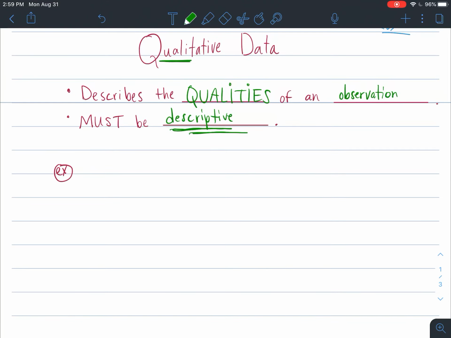So qualitative data, those could be things like, for example, if I were to draw myself a little ice cream cone here, this ice cream cone could be described using flavor, for example. So flavor would be a descriptive type of way that I could talk about my ice cream cone. And so that would be a qualitative type of observation, is the flavor of ice cream.